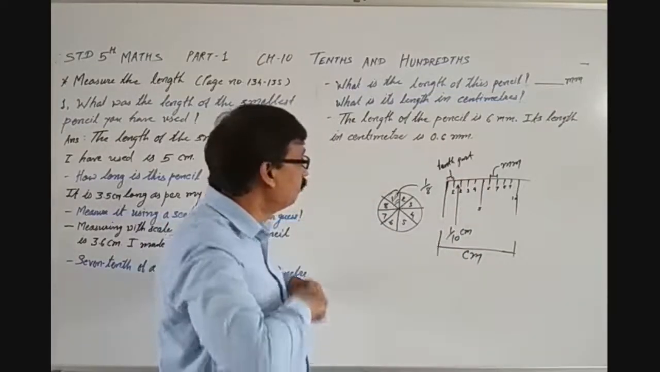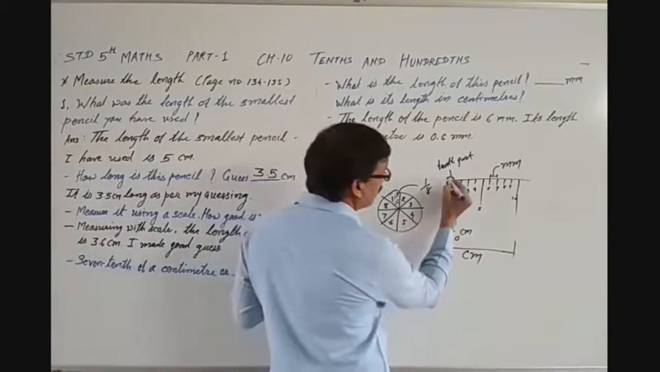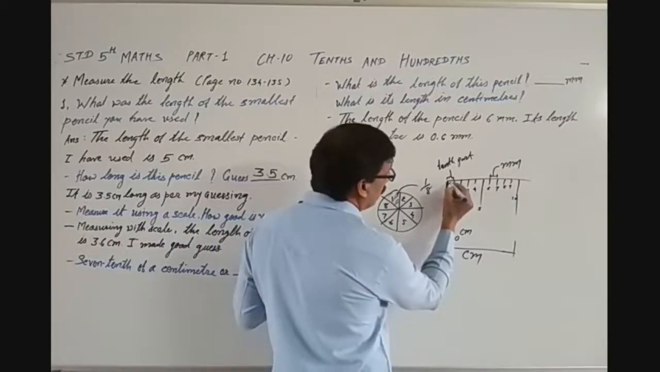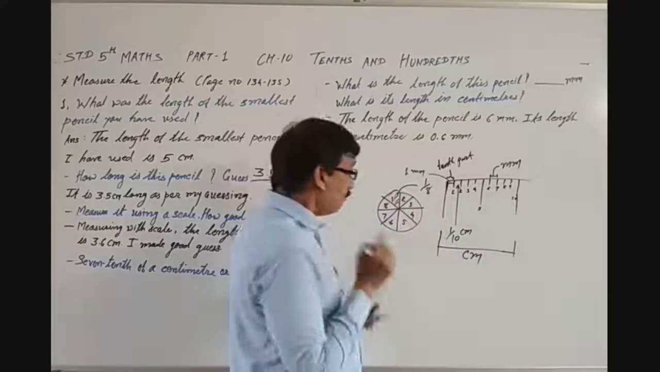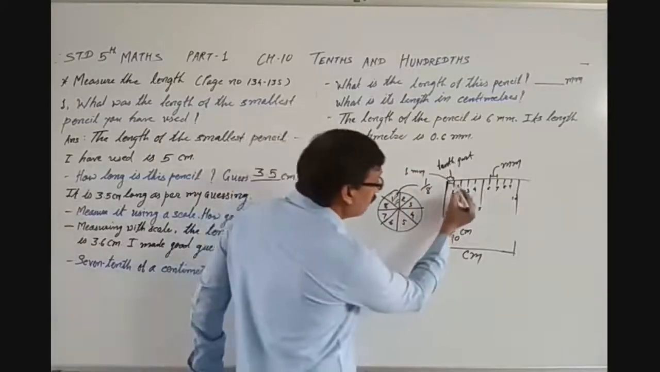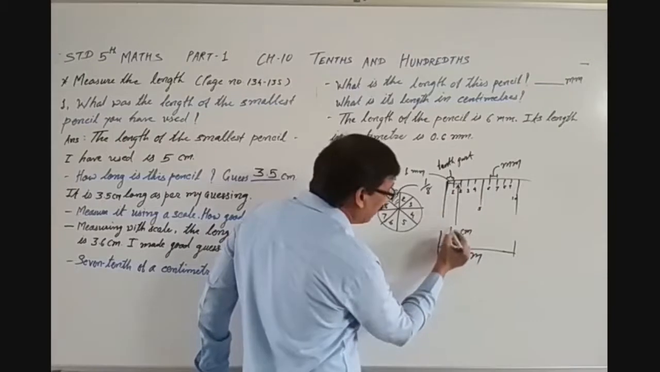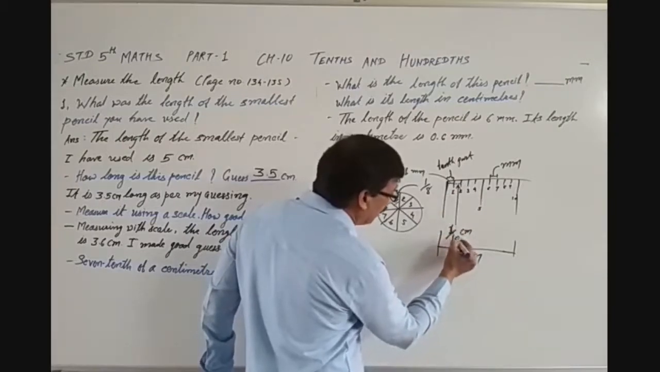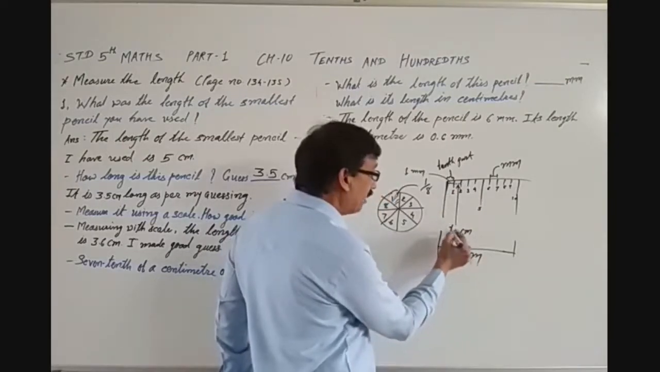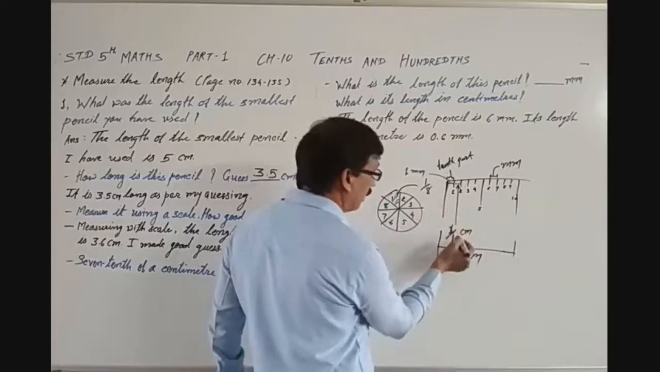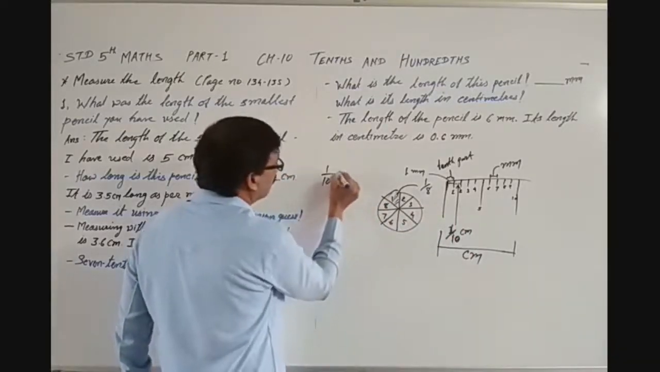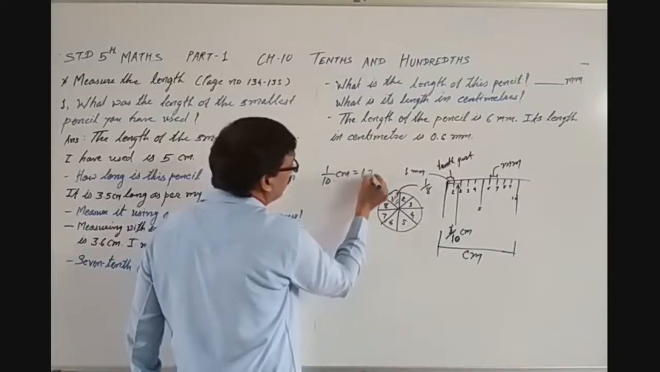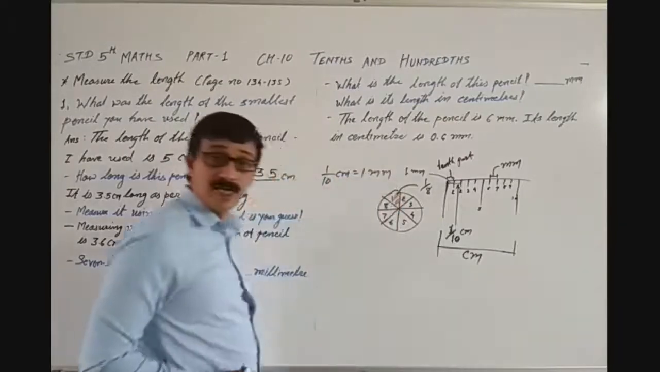Let me write with blue pen. This much is also 1 millimeter. But 1 millimeter, this much, I write 1/10, isn't it? 1/10 centimeter. So 1/10 centimeter is equal to 1 millimeter, isn't it?